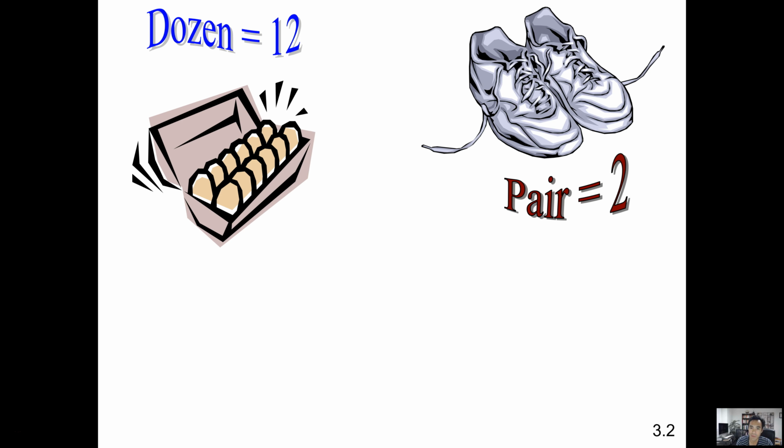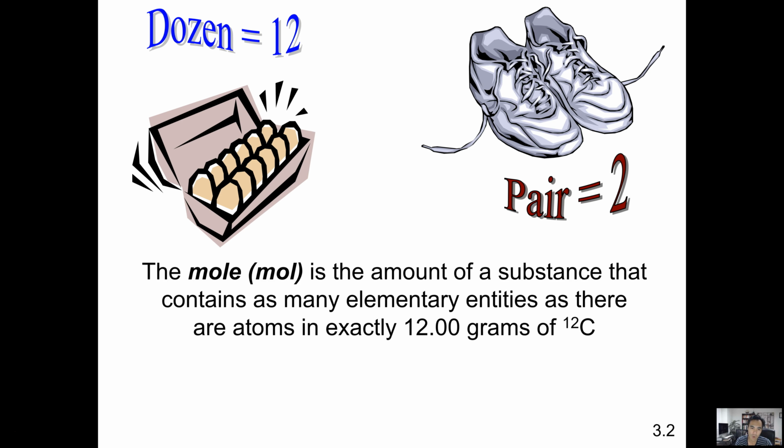Now let's talk about another way of representing these same relationships but using a different type of unit. If you think of a dozen eggs as 12 and a pair of shoes as 2, these are examples of how you can say the exact same thing without having to say I have 12 eggs. You just say a dozen or a pair. A mole is basically the exact same thing. The difference is that we're trying to represent a large number of atoms. A mole, by definition, is the amount of a substance that contains as many elementary entities as there are atoms in exactly 12 grams of carbon-12.